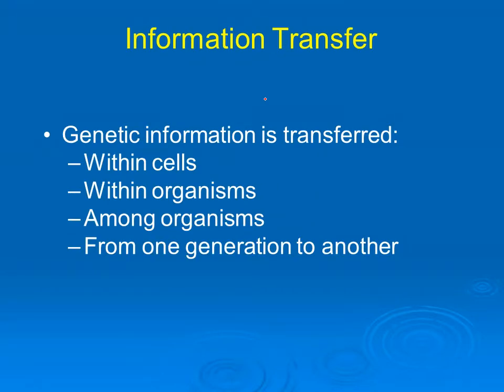Information transfer: how genetic information is being transferred. There are four ways that are listed here: within cells, within organisms, among organisms, and from one generation to another. And of course, the genetic information that we're really talking about here is your DNA and RNA. We've got a whole unit that discusses genetics, some classical Mendelian genetics, as well as molecular genetics that gets into DNA, RNA, what genes are, and gene transfer.